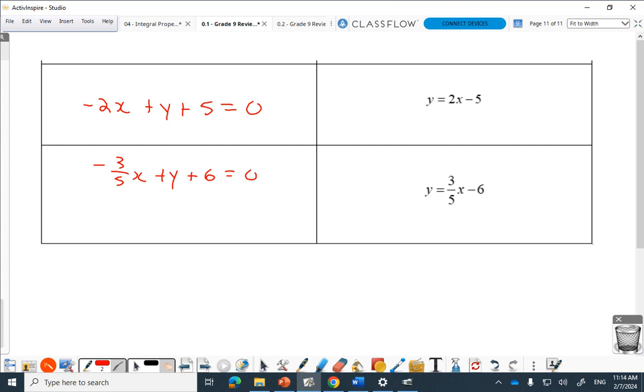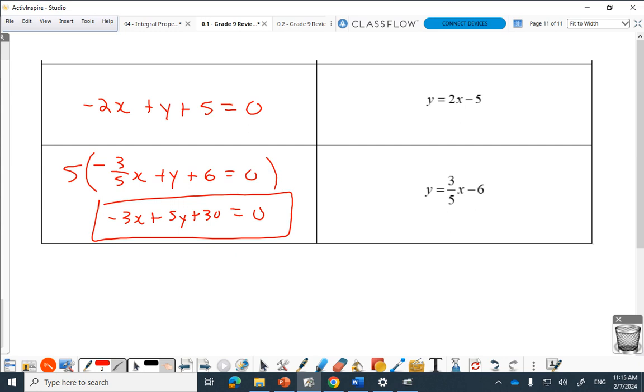And to get rid of the fractions, what would I do to get rid of all the fractions here? Multiply everything by 5. And if I multiply everything by 5, I get negative 3x plus 5y plus 30 equals 0. That's closer to what's considered standard form for these linear equations. But it really doesn't come up until the second half of grade 12, those types of things. I just mentioned them here so that these things are correct on my screen.